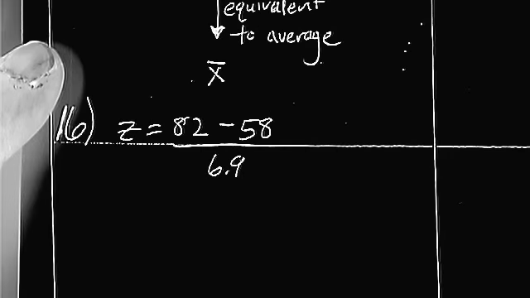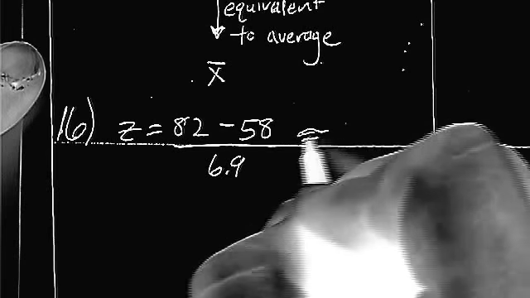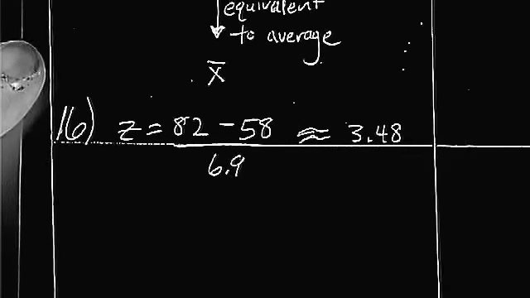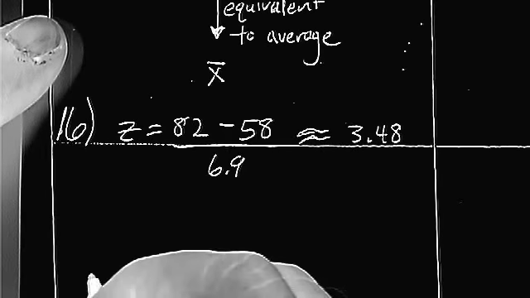So Fern's Z-score: here we got 82 minus 58 divided by 6.9. Fern scored approximately a 3.48. That means she is 3.48 standard deviations above the average. That is awesome. Now you might say an 82 is not a good score, but perhaps that test needs to be curved. But in relationship to everybody else, she was way above the average.